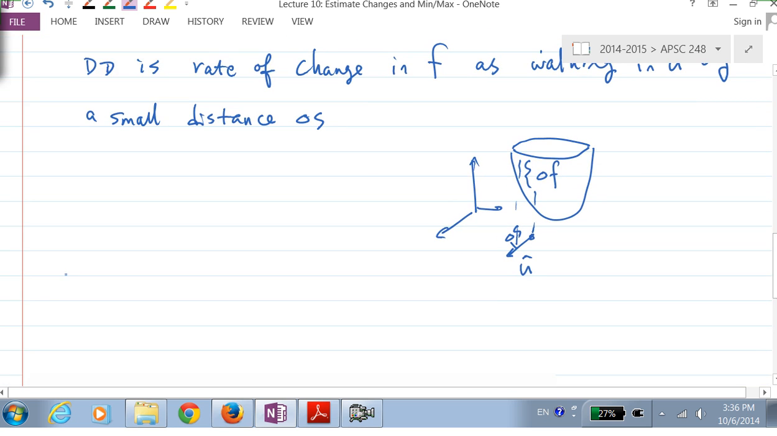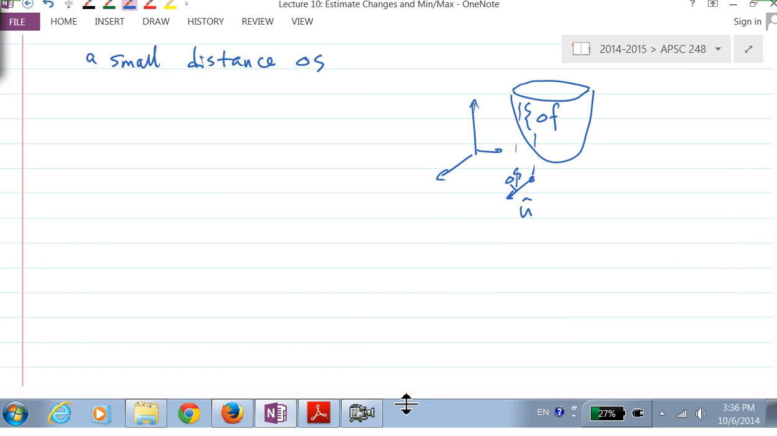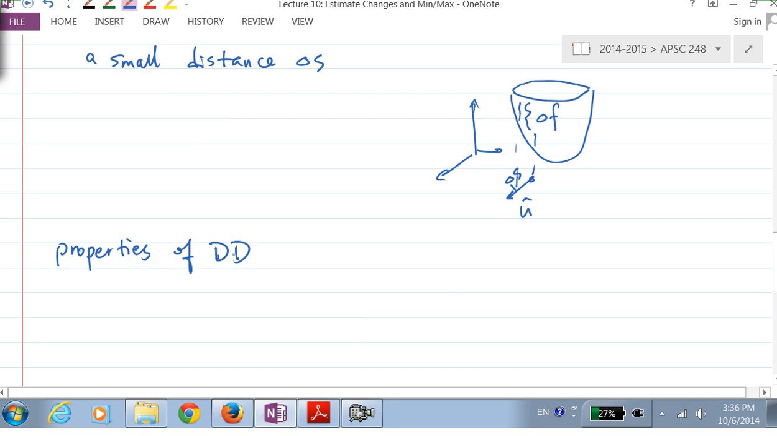So, more important, let's review. Based on the formula here, let's look at some properties of the directional derivative. The properties of the directional derivative really give us quite a bit of information here.